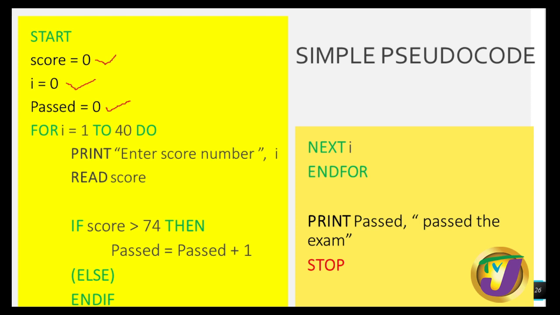So you're going to be prompted at each iteration or repetition, which score to enter. If you have scores for 40 students, it's going to run that print statement 40 times and print enter score number 1, 2, enter score number 30, enter score number 40. All right? And then a read statement comes immediately after that print statement. And this is simply just to get the score in. So that read statement reads, read score.